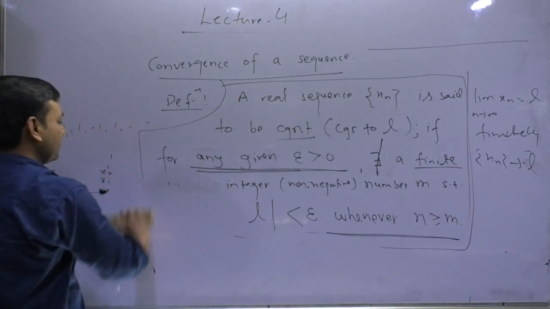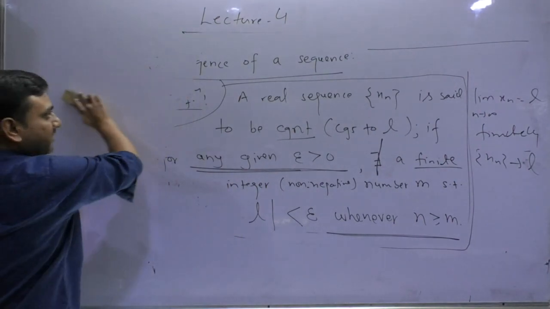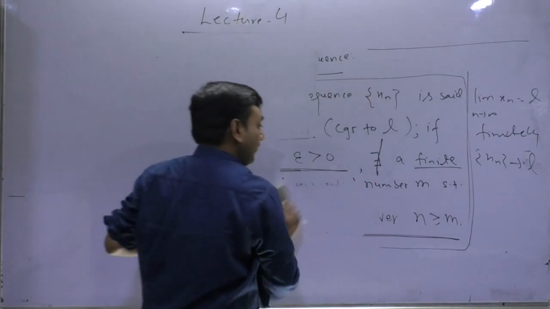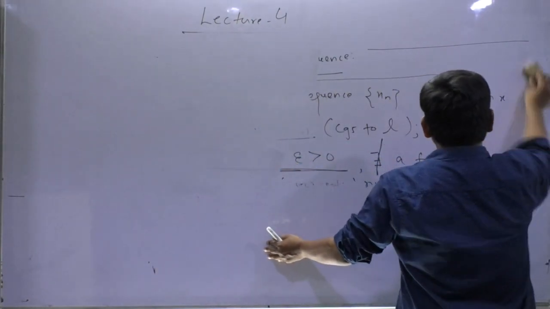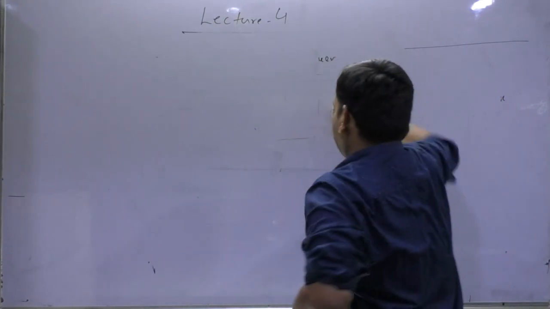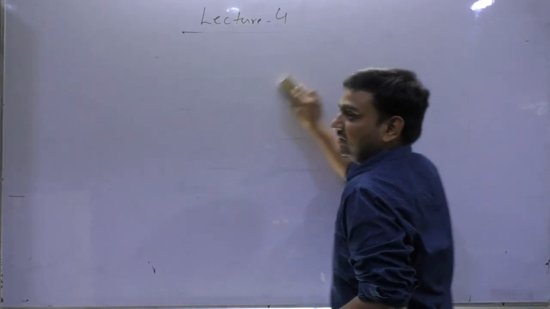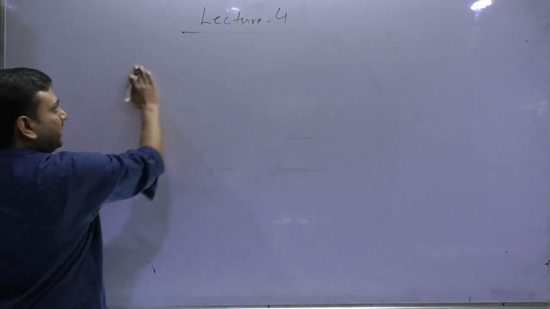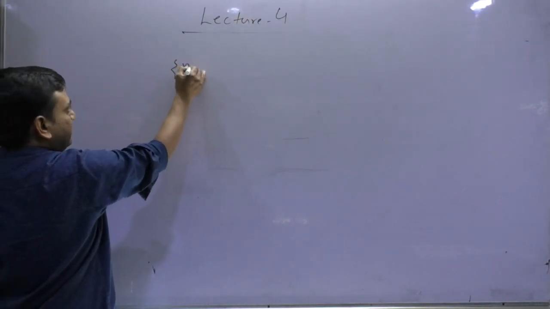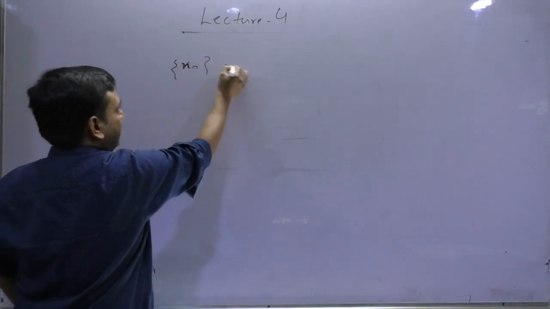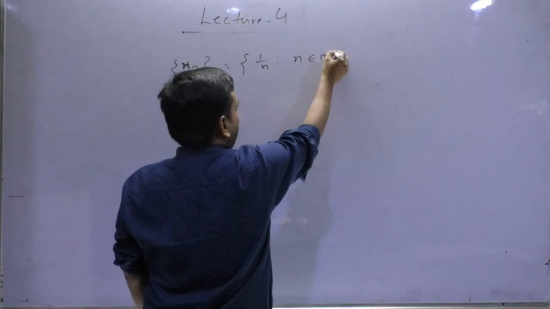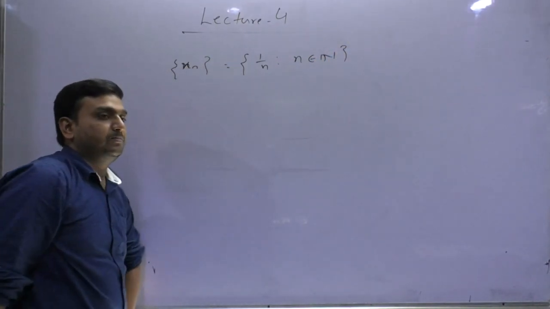So let's take some other examples. It's a very beautiful concept. Once it is clear, you will actually feel it. So when I take the sequence 1 minus 1 and so on, the sequence does not converge. Now I am moving on: if I take the sequence xn as 1 by n, where n belongs to the natural numbers.